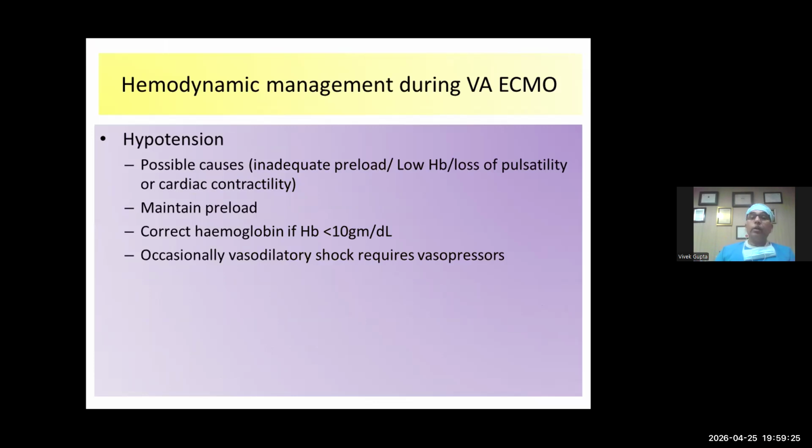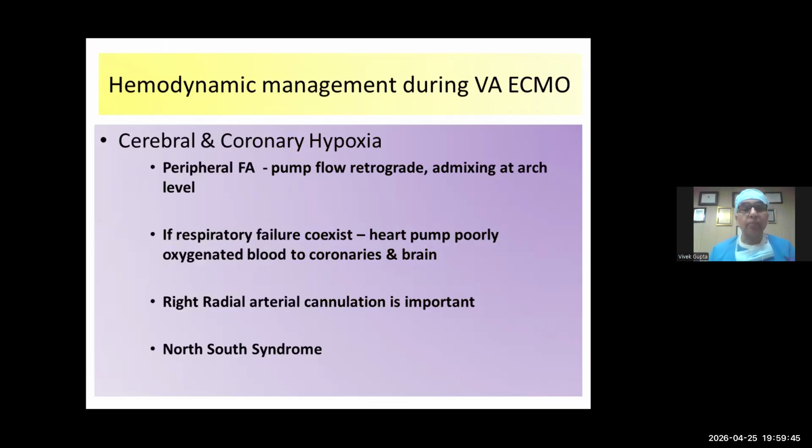Sometimes it is challenging, and the patient may have hypotension. The possible causes: inadequate preload, maybe the patient is bleeding, or there's a low hemoglobin, or sometimes the loss of pulsatility or cardiac contractility. So try to maintain the preload, correct hemoglobin, and sometimes, because of the surge induced by the ECMO itself, the patient may require a vasopressor.